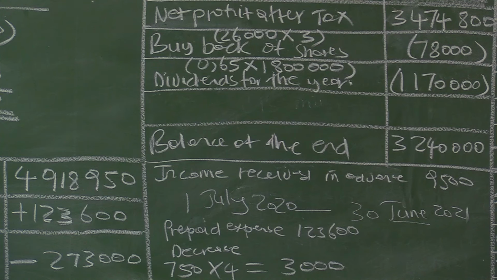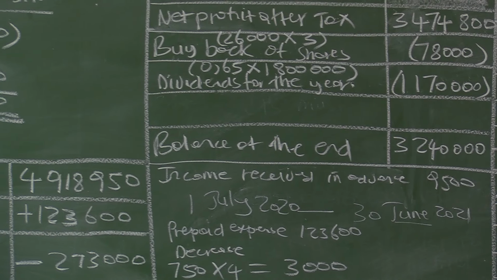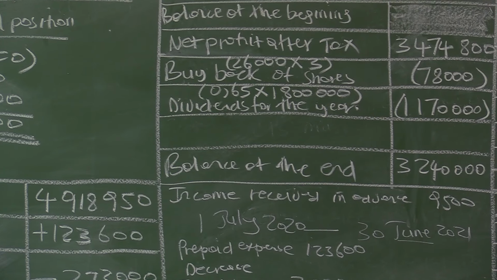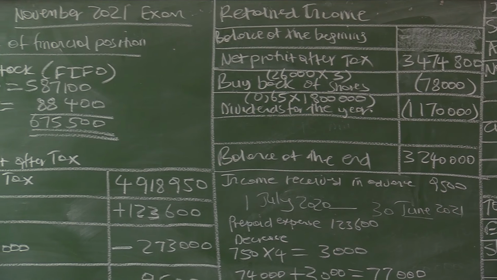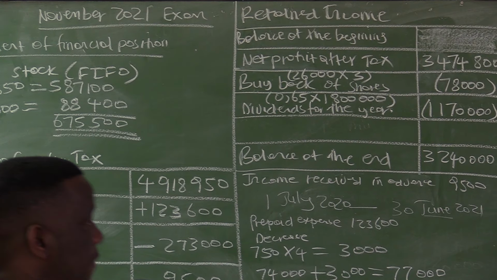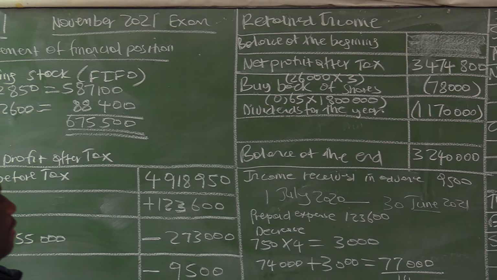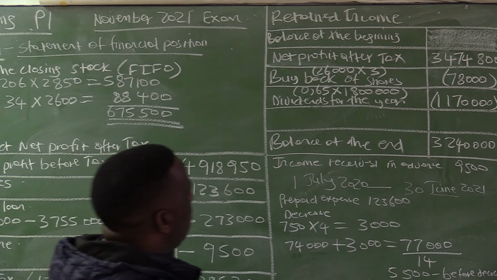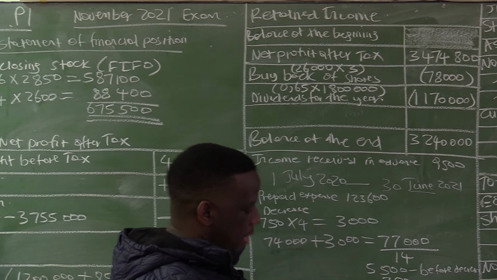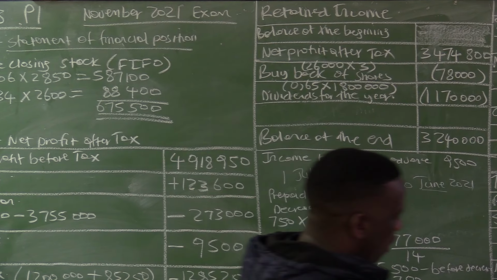So you have your balance at the beginning, you have your net profits after tax, you have your buyback of shares, and then you have your dividends for the year. Your dividends for the year are divided into two: your interim dividend and your final dividend. But in this case, your interim dividend was not paid by this business, so we only have the final dividend, which is 65 cents multiplied by 1,800,000. And obviously, we also have the balance at the end there of 3,240,000.